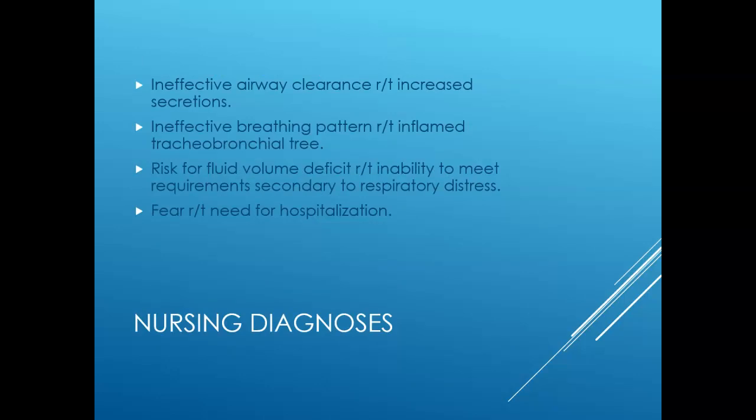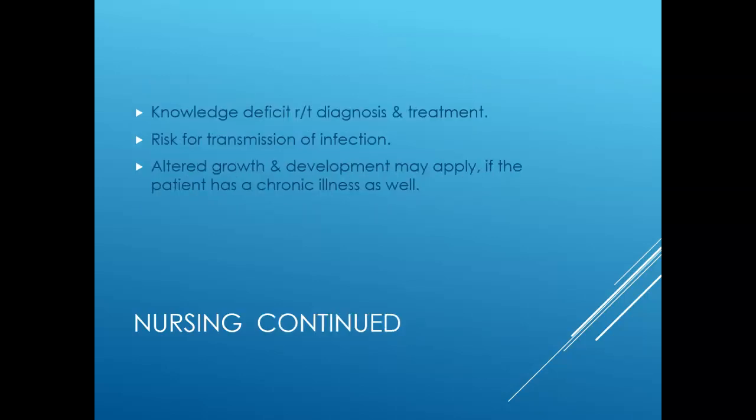Nursing diagnoses with someone with RSV: ineffective airway clearance related to increased secretions, ineffective breathing pattern related to inflamed tracheobronchial tree, risk for fluid volume deficit related to inability to meet required requirements secondary to respiratory distress, and fear related to the need for hospitalization. Obviously, the parents are more fearful, or the child might have fear if they're a little bit older. Also, knowledge deficit related to diagnosis and treatment, risk for transmission of infection, and altered growth and development may apply if the patient has a chronic illness as well.